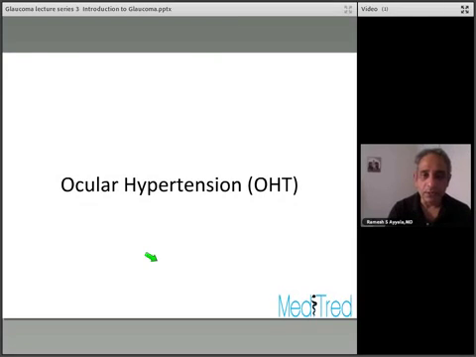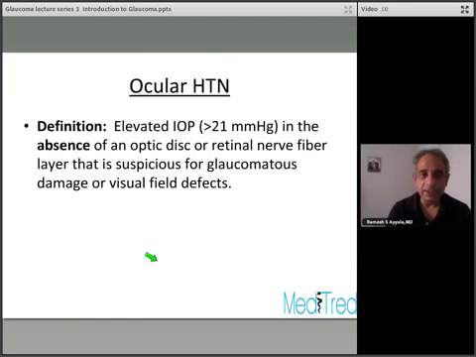Let's move on to ocular hypertension. So by definition, it is elevated intraocular pressure greater than 21 millimeters of mercury in the absence of an optic disc or retinal fiber layer abnormality that is suspicious for glaucomatous damage or vision field defects. So these patients have elevated intraocular pressure and nothing else.